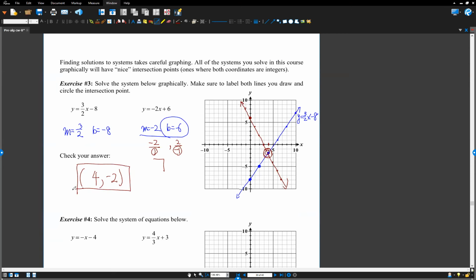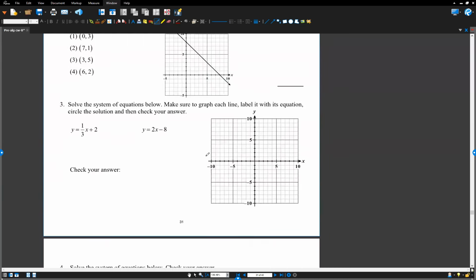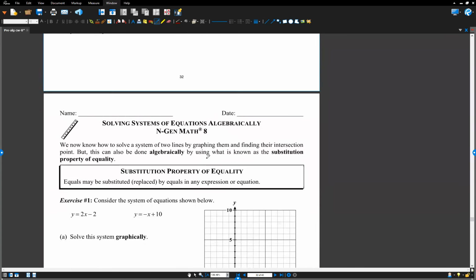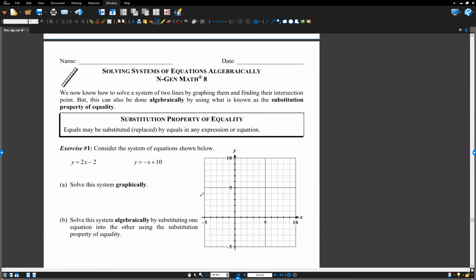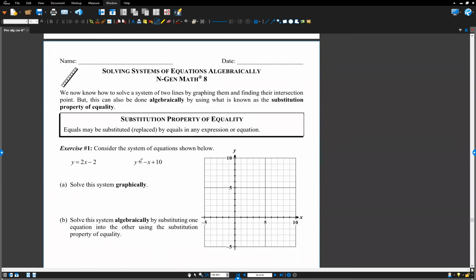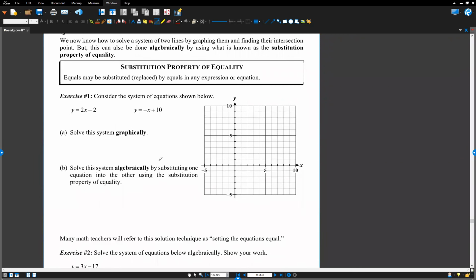Okay. All right. Now we're going to try this one algebraically. Oh, this is still graphically. We did that already. Now this is algebraically over here. We can try together. Graphical first. This one: slope is 2, y-intercept is -2.